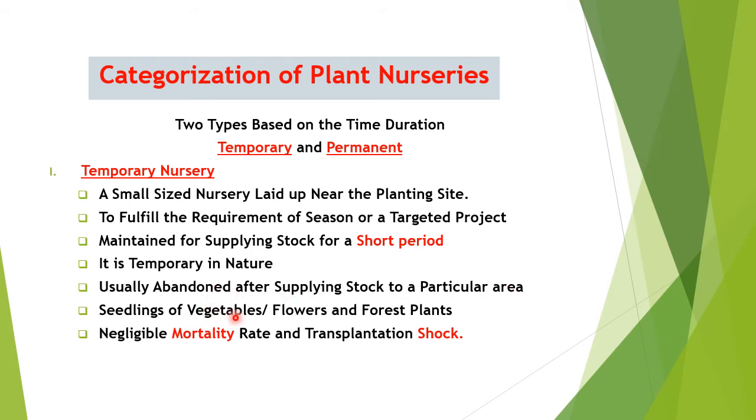Seedlings of vegetables, flowers, and forest plants are also propagated in temporary nurseries. The advantage is that mortality rate is negligible and transplantation shock is less, because you are taking a seedling which is within the plantation area. No transportation is needed, so transplantation shock is less and there are lower mortality rates also. So temporary nurseries are temporary in nature.